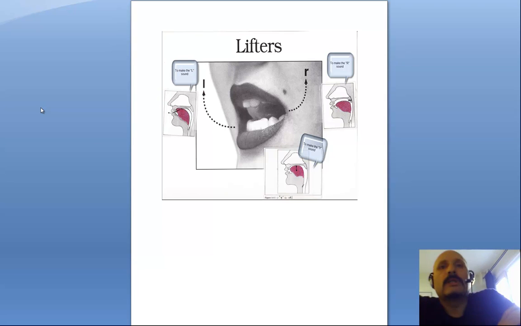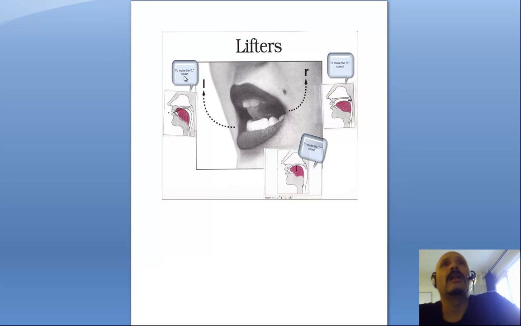Hi, this worksheet is for the L, Y, and R sounds. So we'll start on page 3. On page 3, you can see the picture of the mouth. Here we have a picture of the mouth with, on the side, it shows you how to form your tongue.